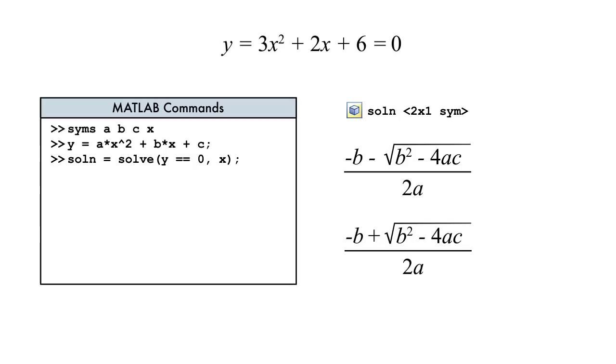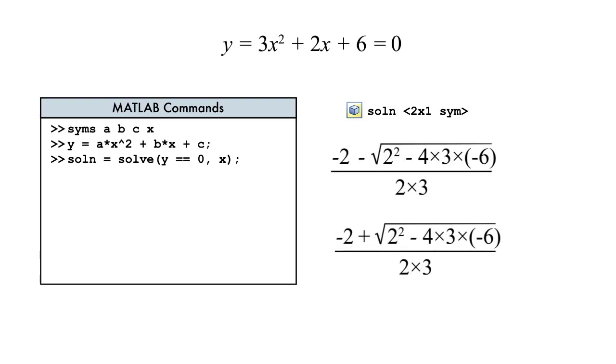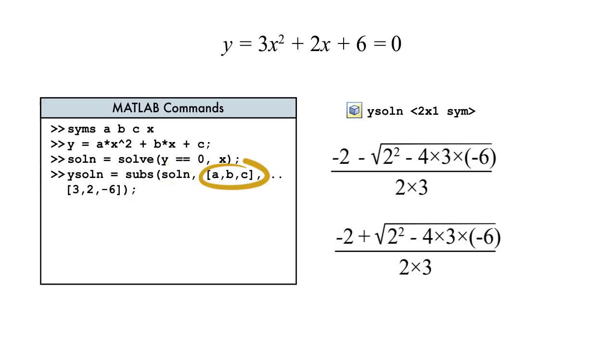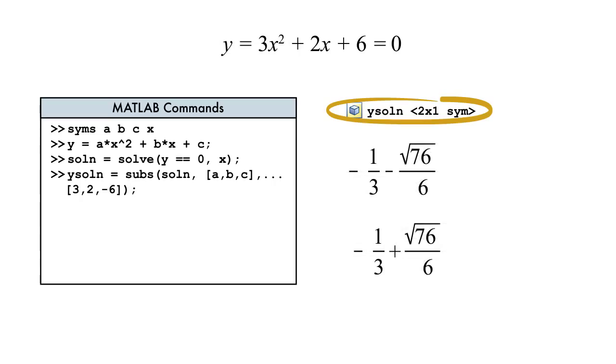Now, what if we need to apply our solution to a specific example? In other words, we have to replace the symbolic variables a, b, and c with fixed values. No problem. The subs function replaces symbolic variables with numbers or other symbolic expressions. Here's how it works. We need three inputs: the expression we wish to evaluate, the symbolic variables to replace, and the values to substitute in for the symbolic variables. The result is kept as an exact symbolic solution rather than a numeric approximation.